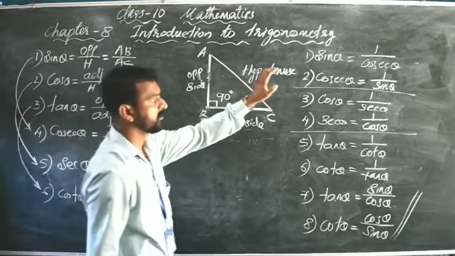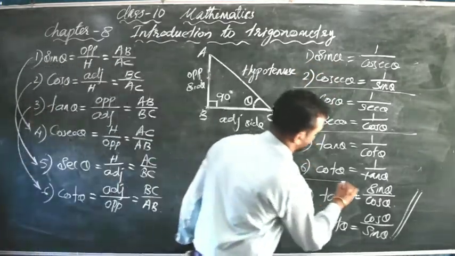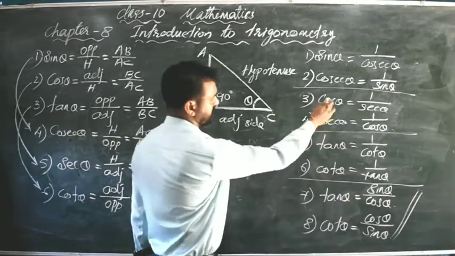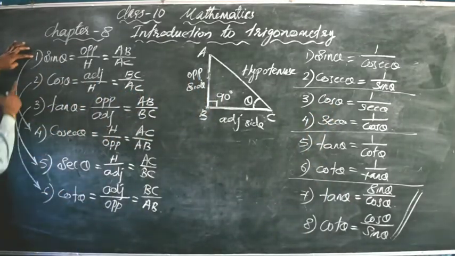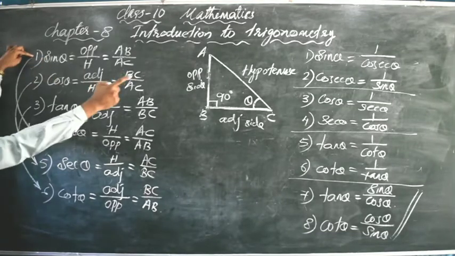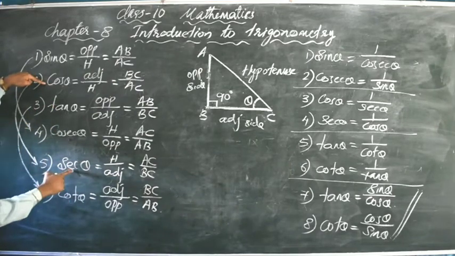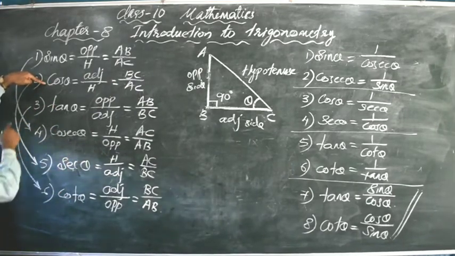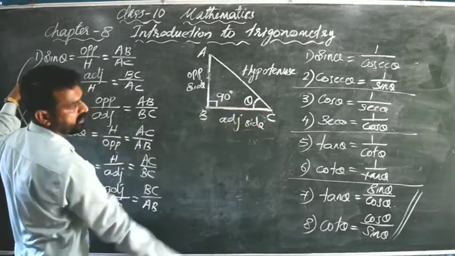Now the next one, sin theta is equal to 1 by cosec theta. Cosec theta is equal to 1 by sin theta. Those are the 2 formulas. Second, cos theta is equal to 1 by sec theta. Sec theta is equal to 1 by cos theta.